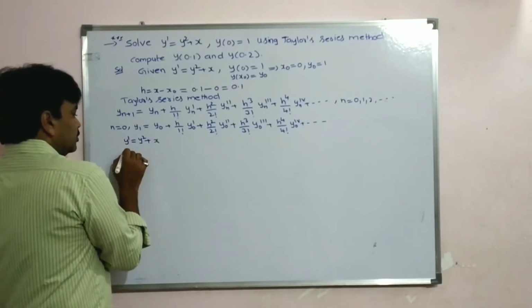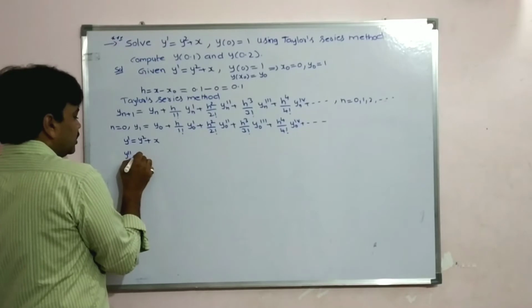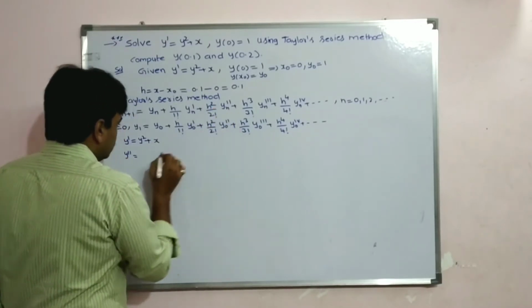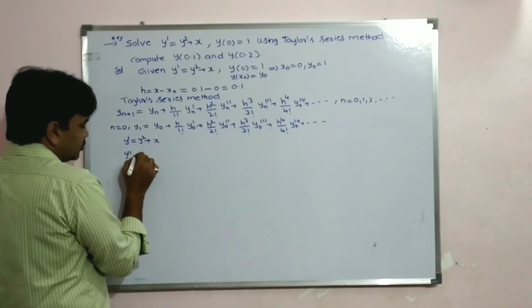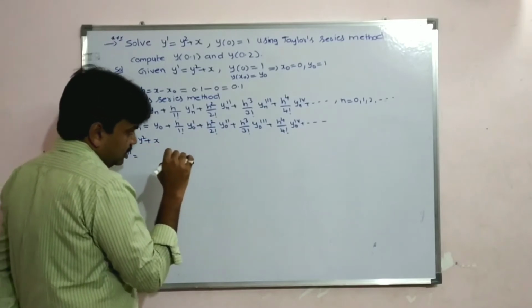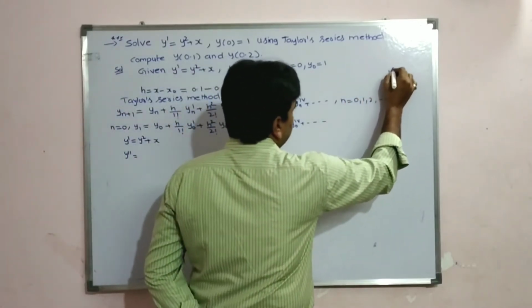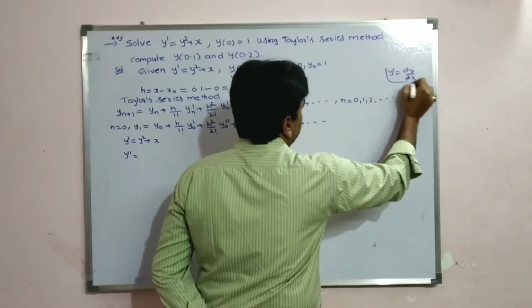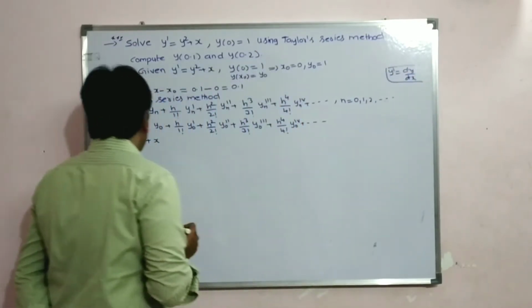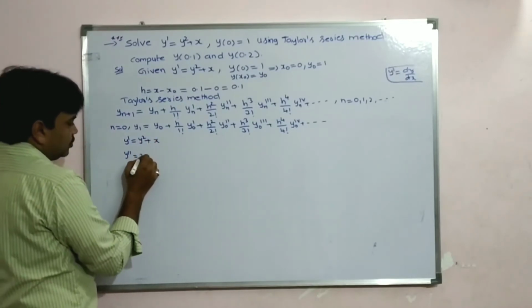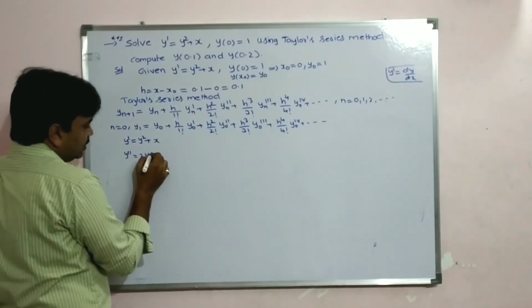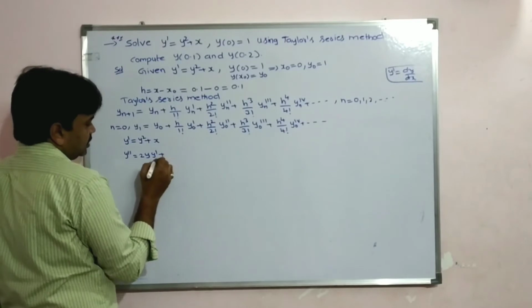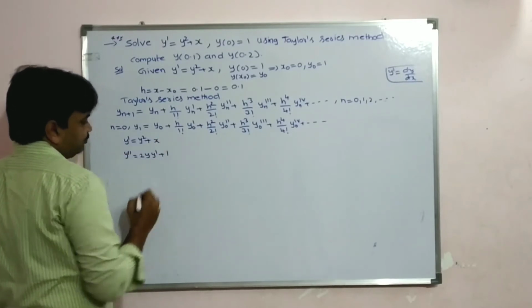Now I want to find y double dash, students. y double dash is the derivative of y dash, that is dy by dx. So the derivative of y square is 2y, and again the derivative of y is y dash, plus the derivative of x is 1.